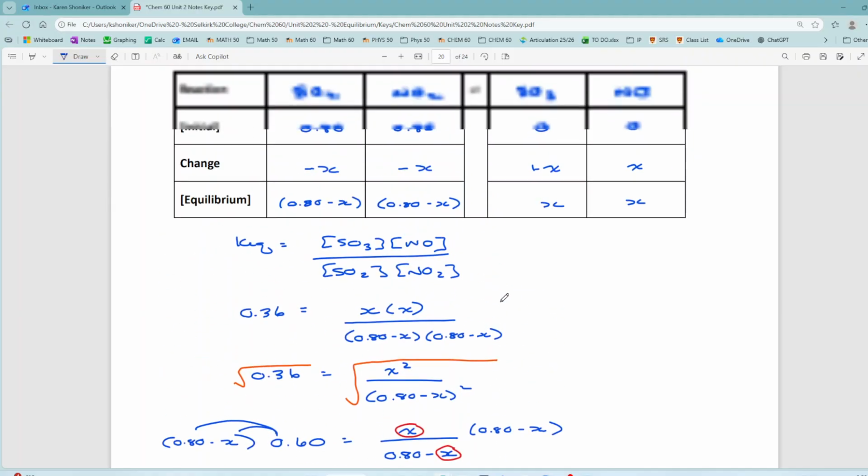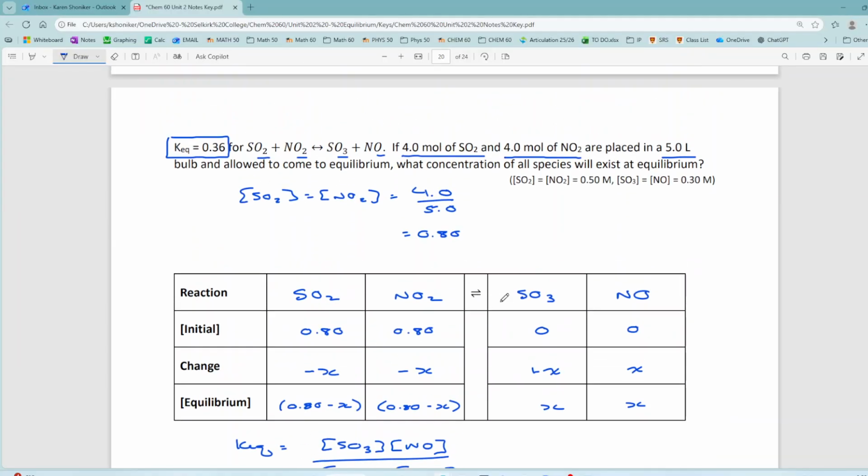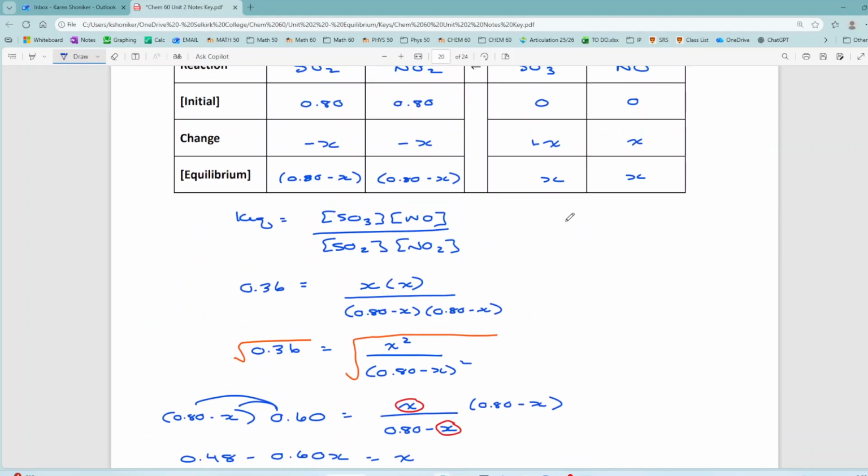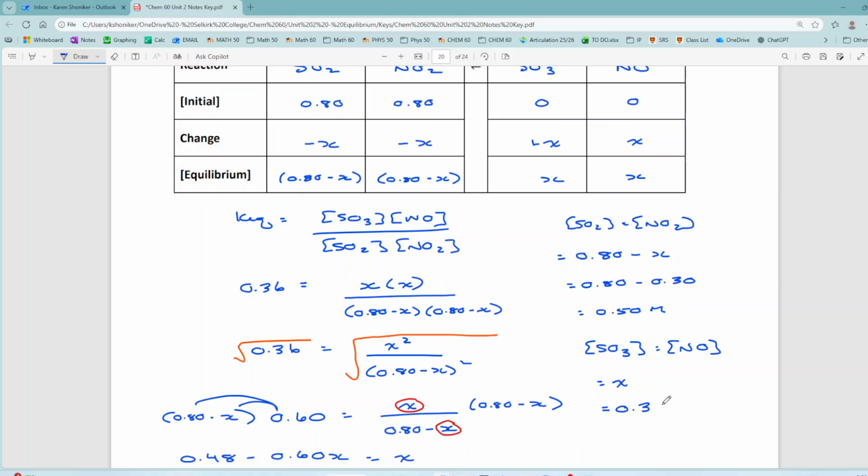Now I'm actually going to pay attention to this question this time. And now this says, what are the concentrations of all species? So the concentration of my sulfur dioxide is going to equal my concentration of nitrogen dioxide, and it's going to be equal to 0.80 minus X. So 0.80 minus the 0.30, which is going to be 0.50 molar. And then my concentration of sulfur trioxide is going to equal my concentration of nitrogen monoxide, which is going to be just X, which is 0.30 molar. And those are my answers.